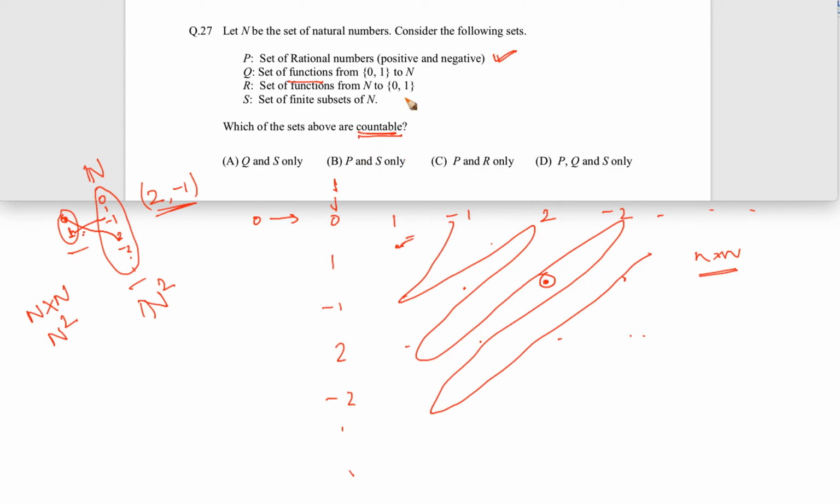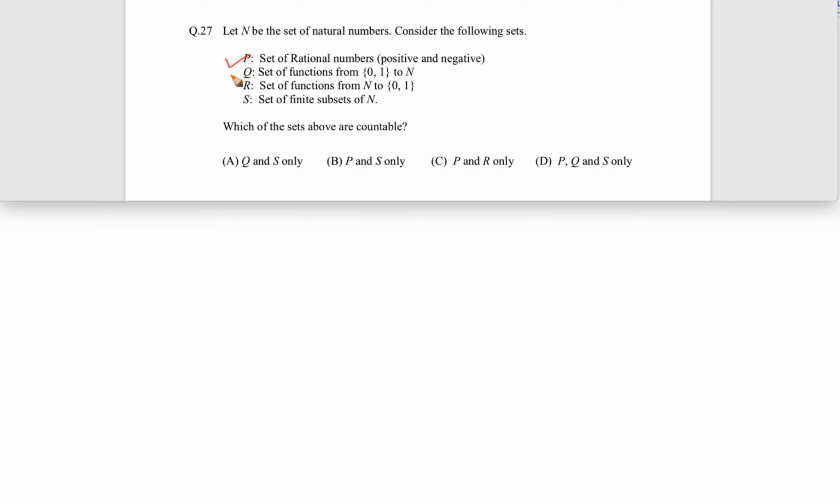Okay, so we have figured out that P and Q both are countable. Now R and S. R is not countable. I'll tell you so that you can understand it intuitively. Here they are talking about n to {0,1}. So here they have reversed the situation: {0,1} is there, and this thing is n, all the elements.